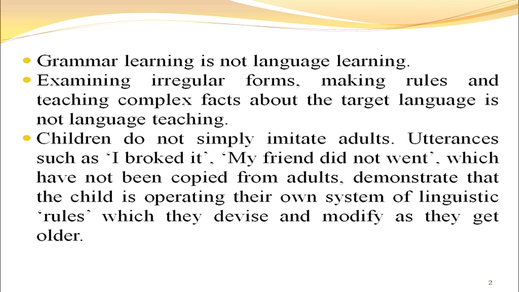Children do not simply imitate adults. Utterances such as "I broke it" and "my friend did not went", which have not been copied from adults, demonstrate that the child is operating their own system of linguistic rules, which they devise and modify as they get older. So, you can see in these two sentences, "I broke it" and "my friend did not went", this is guided by some rules in English.